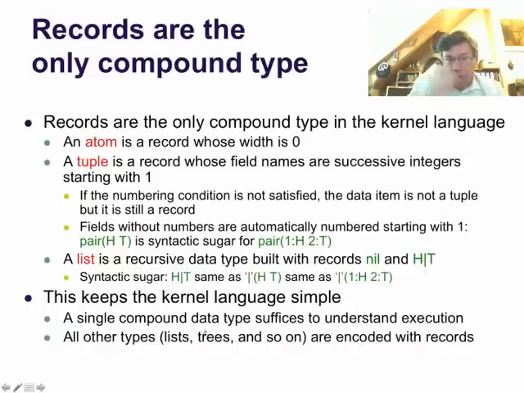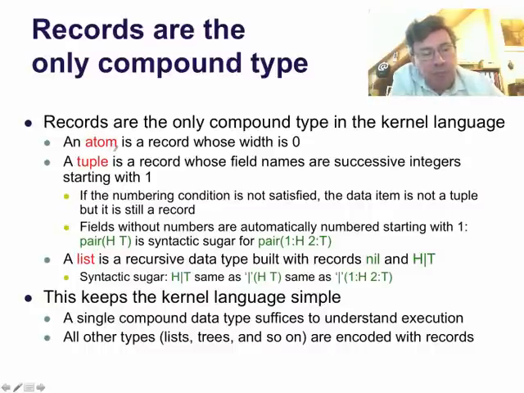So records are the only compound data type in the kernel language. For simplicity, the kernel language contains only records, and other data types are encoded or are particular forms of records. So for example, an atom can be seen as a record whose width is 0. There are no field names.